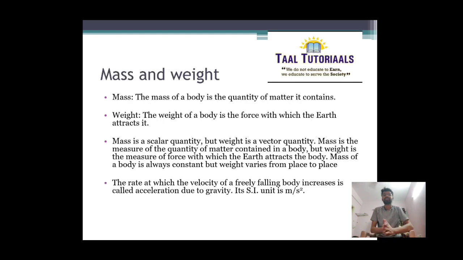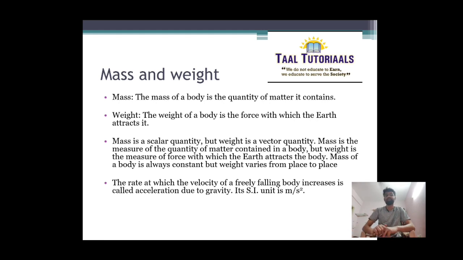The last thing we are discussing in this PPT is differentiating mass and weight. First, how to define mass. The mass of a body is the quantity of matter it contains, and the weight of a body is the force with which the earth attracts it. So mass is a scalar quantity, weight is a vector quantity. Mass is a measure of the quantity of matter contained in a body, but weight is a measure of the force with which the earth attracts a body. The mass of a body is always constant, but weight varies from place to place.